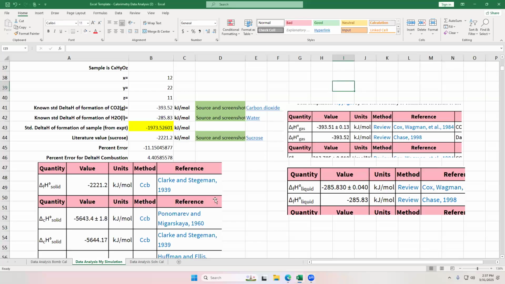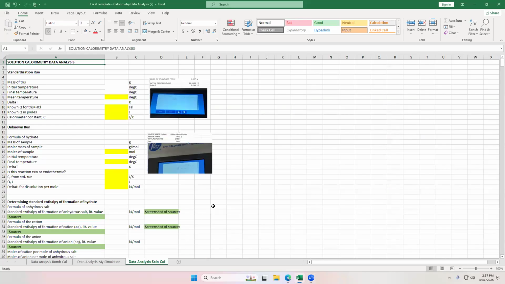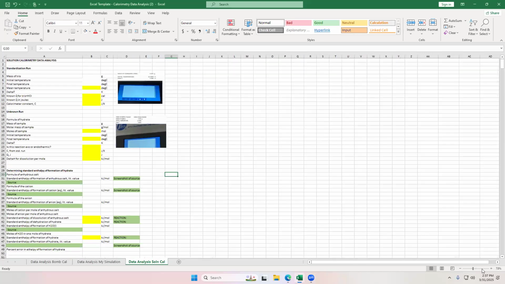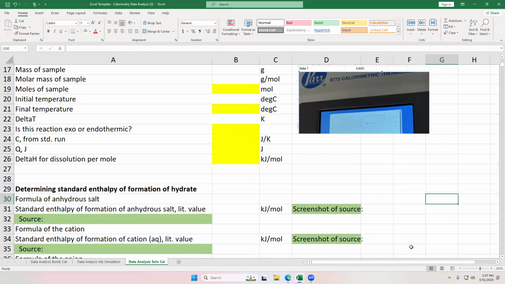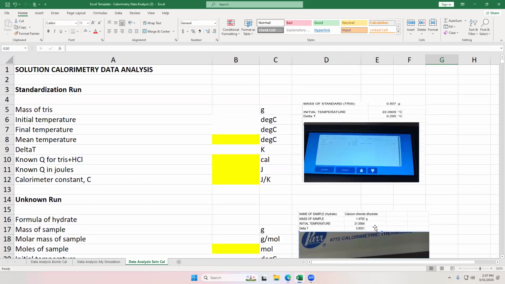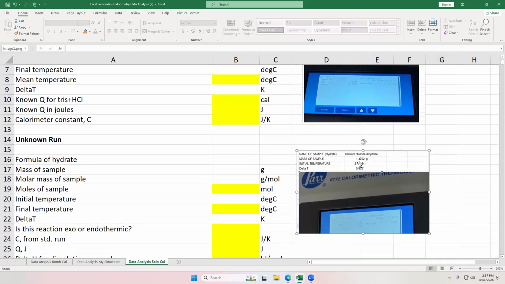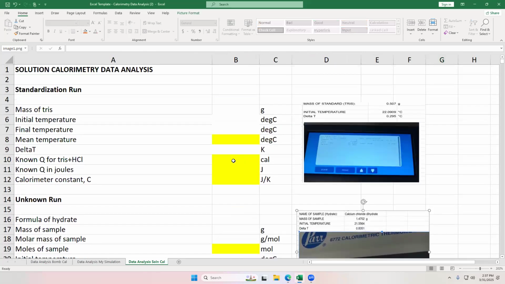All right, so now let's move on to data analysis for solution calorimetry. This one uses data from last year. They did a run with 0.507 grams of tris and a calcium chloride dihydrate in water dissolution. So this is the data they got last year. Okay, so this is how you would analyze the data.